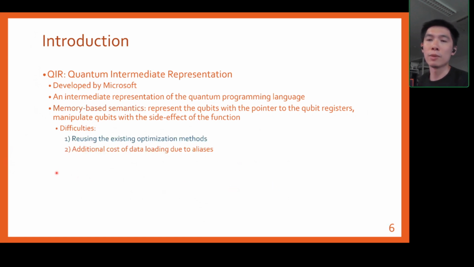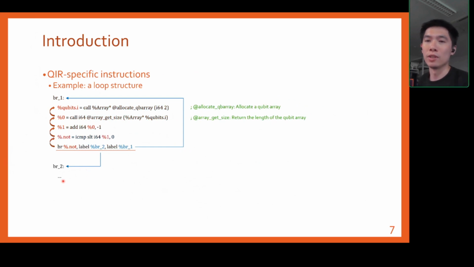Such a design leads to 2 problems in optimizing the QIR code. The first is that it prevents LLVM built-in optimizations from being used in QIR code. Let's use a loop in the QIR code as an example. We can find that it first allocates a qubit array with 2 qubits, and the function array get size returns the array's length. There's a block jump statement at the end of block 1. If the dot not, then jump to block 2, or otherwise jump to block 1.